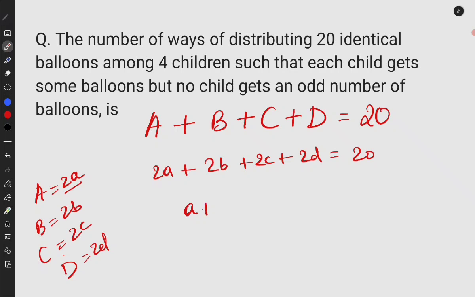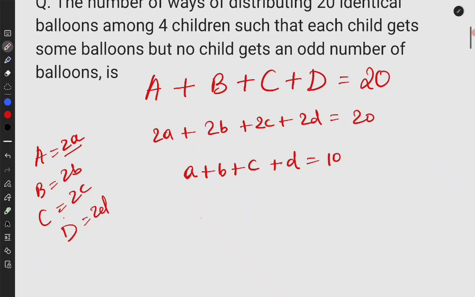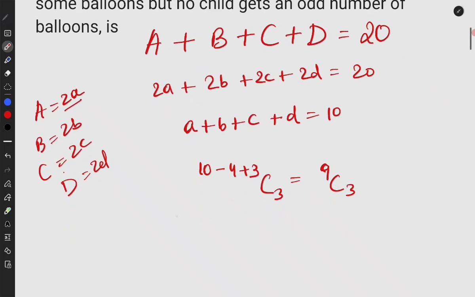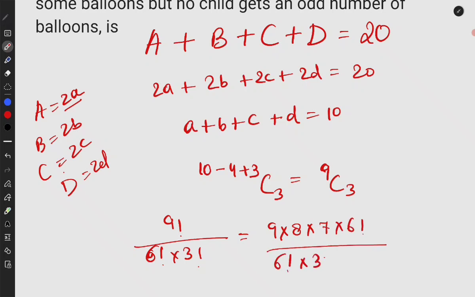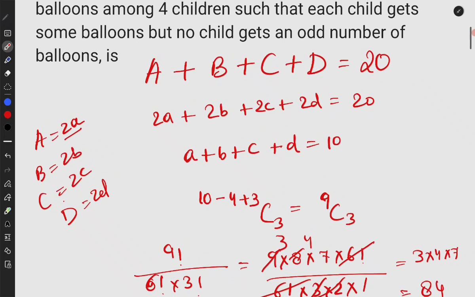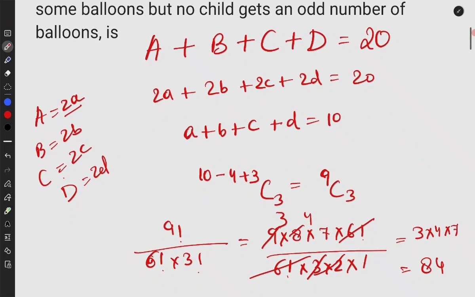If you take 2 common and divide the other side, you will see A plus B plus C plus D will be 10. Now what we need to do is just simple permutation and combination logic. We need to divide 10 into 4 different numbers, and how can we do that? We can do 10 plus 4 minus 1, that is 9C3. If you solve 9C3, it will be 9 8 7 6 factorial divided by 6 factorial into 3 2 1. The 6 factorial got cancelled out. 3 goes 3 times, 2 goes 4 times. We are left with 3 into 4 into 7, which will be equal to 84. So the answer of this question will be 84. We can distribute in 84 different ways.